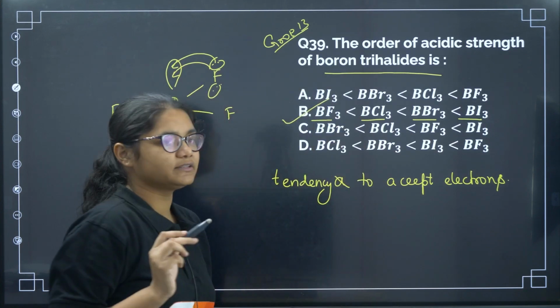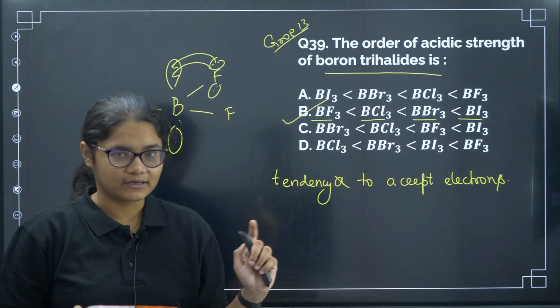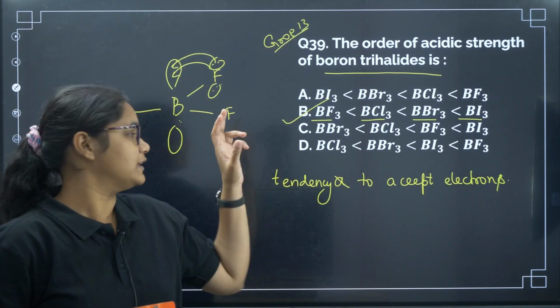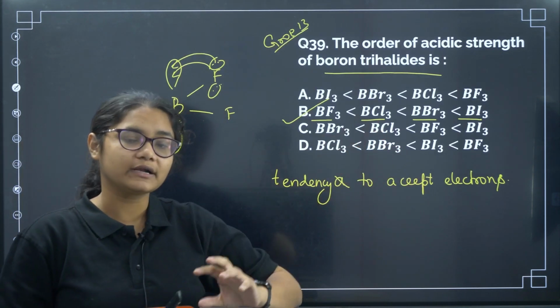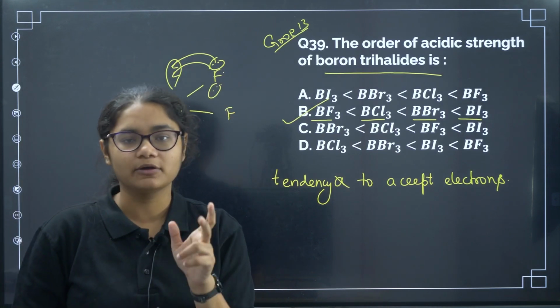So the correct answer for this question will be option number B. Okay, I hope this concept is clear. So the acidic strength of BF3 will be less because it doesn't want more electrons, because its orbital is already filled with the fluorine, because of the same overlapping or same size.